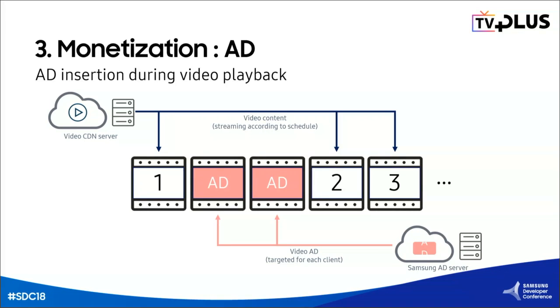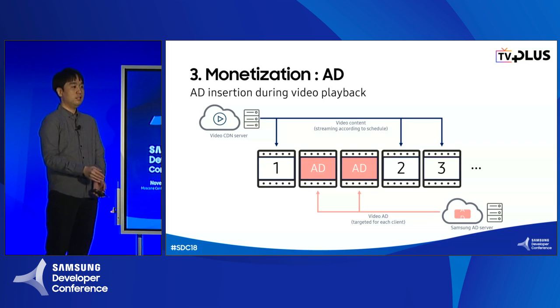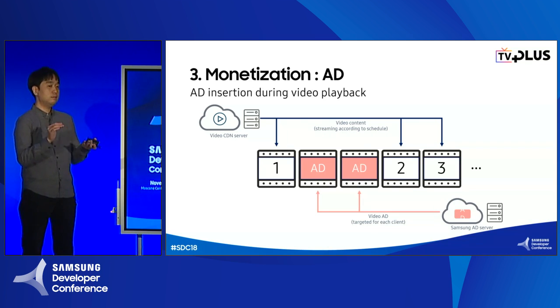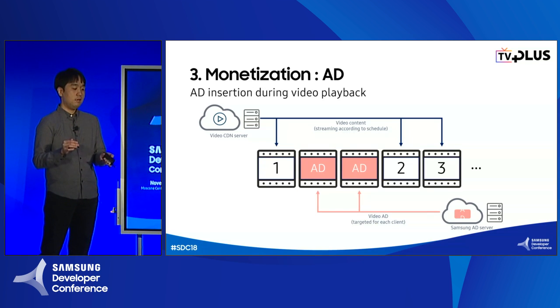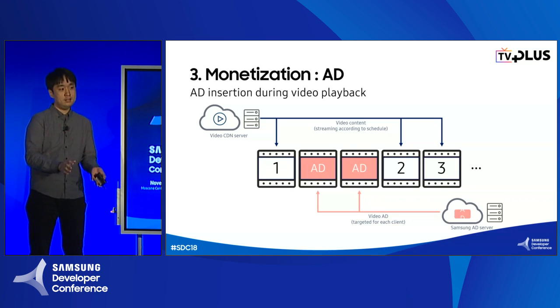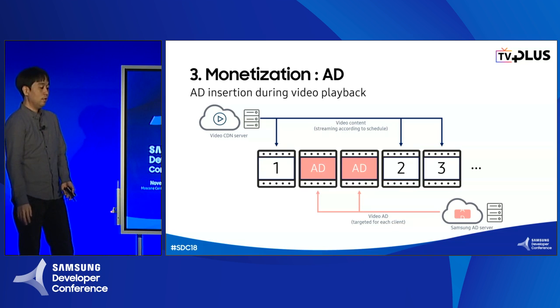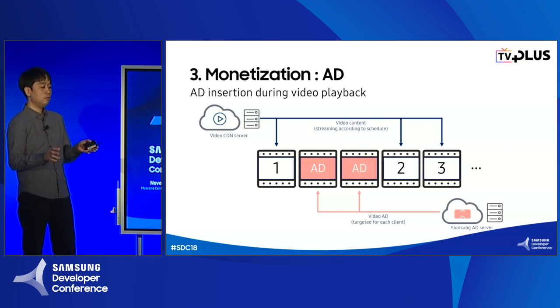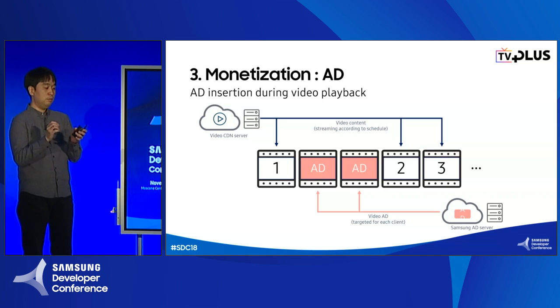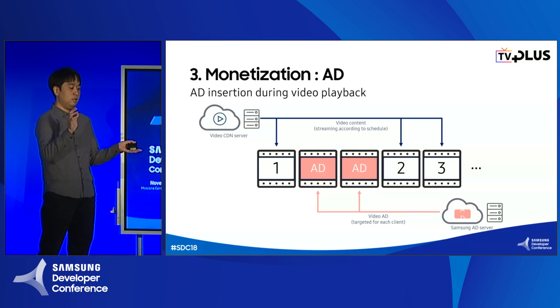The next topic is monetization. How can you make money by using our TVplus service? Basically, the monetization method is the same as traditional TV broadcasting: video ads are inserted. During your channel's content playback, our Samsung AD server will provide video ads to your channel, and they will be automatically inserted on the server side or on the client side. Both are available. The content partner does not need to care about where to get those ads or what kind of ad to put in. That will be fully managed by Samsung.